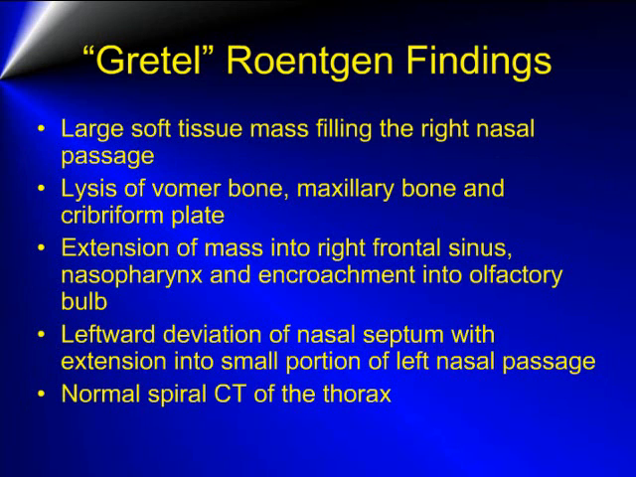In summary, a large soft tissue mass was seen filling the right nasal passage, and there was large amounts of bony lysis of the vomer bone, adjacent maxillary bone, as well as invasion through the cribriform plate with involvement of the olfactory bulb. Tumor tissue is also suspect within the right frontal sinus, as well as extending into the nasopharyngeal region. There is significant leftward deviation of the nasal septum and vomer bone, as well as a small amount of tumor tissue that is invading into the ventral left aspect of the left nasal passage. The spiral CT examination of the thorax was normal.